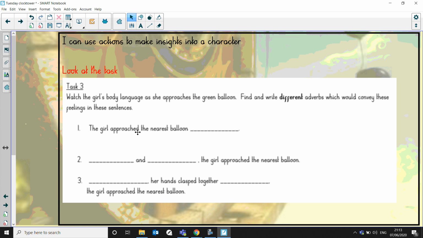In the second example, you're going to pick out 2 adverbs to use to complete the sentence. And then in the third example, we're going to separate them. So you're going to start the sentence with an adverb. Think about the punctuation that you're going to need after that adverb at the start of the sentence. Her hands clasped together. How did they clasp together? And then we might want to put, as the girl approached the nearest balloon. So you're going to finish off your sentence using adverbs there. Write out the sentence in full.